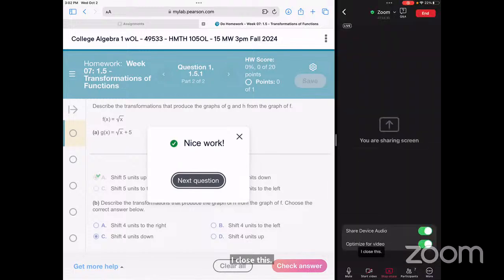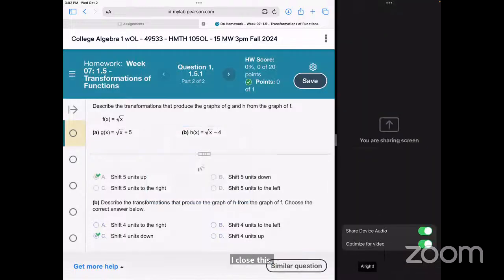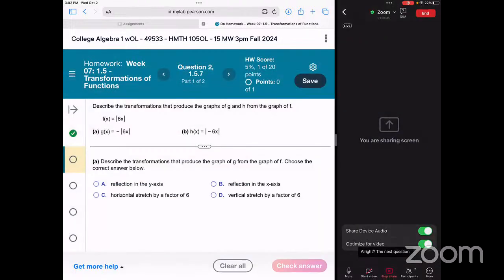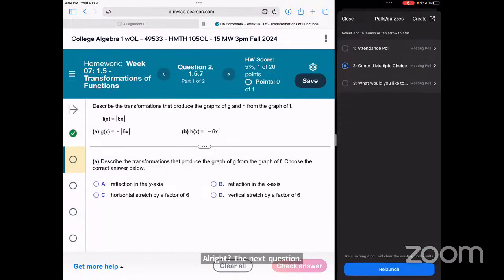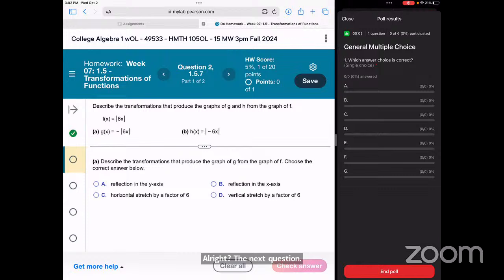All right. The next question. Okay, let's relaunch. So in this one, the given function is the absolute value of 6x.